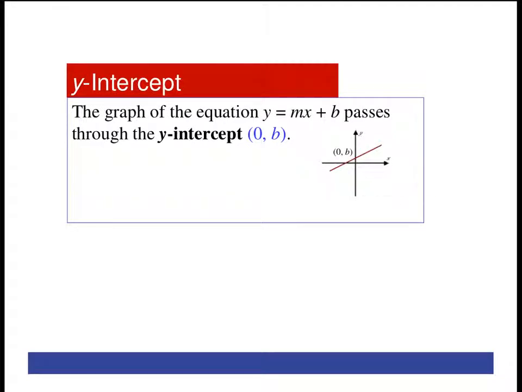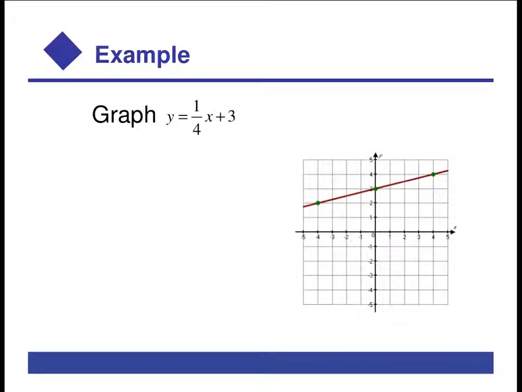Now, y-intercept. The graph of the equation y equals mx plus b passes through the y-intercept (0, b). What that means is it's going to cross the y-axis where b is. So for an example, if we were to graph this one, you would need to create a table of values just like we did before, and then we're going to try to graph it. We're going to check a couple of different things.